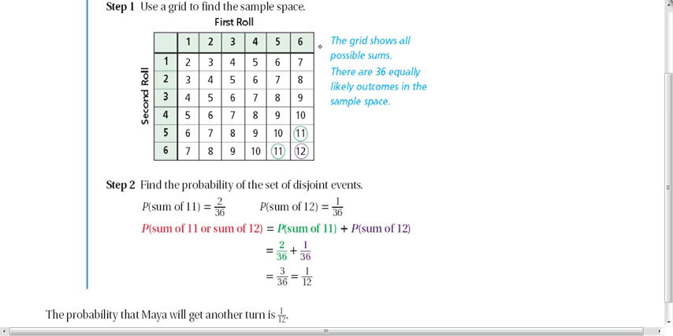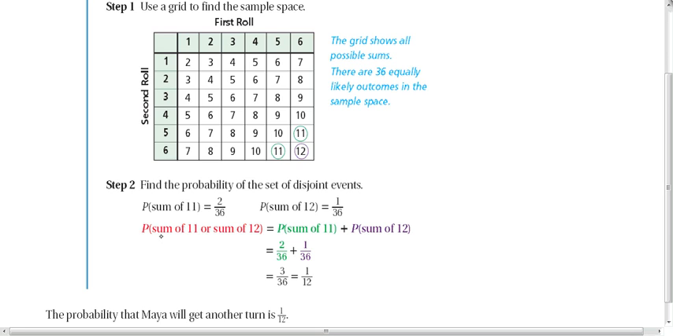Now, as I look at the 12, the only way I'm going to get 12 is if I roll a 6 on the first roll and a 6 on the second roll. So that's only a 1 in 36 probability. So now I've come up with what I am looking for as far as my probability. And these are disjoint events. Why? Because with 2 dice, one roll cannot give both sums at once.